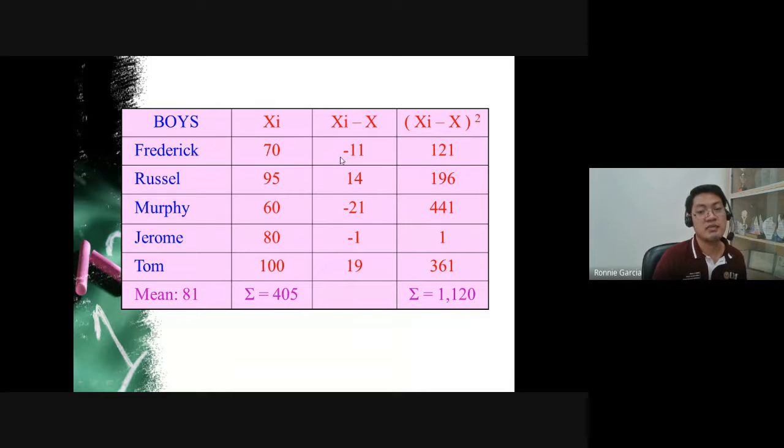Kaya negative 11 times negative 11 is positive 121. 14 times 14 is 196. Negative 21 times negative 21 is positive 441. Negative 1 times negative 1 is positive 1. 19 times 19 is 361. That is why you have the square. Ang importante kay i-add na to. Ang summation ani 121 plus 196 plus 441 plus 1 plus 361 is 1,120. Mao ni siya ato ang numerator. Unsa ang denominator gani kay sample variance man ni siya.